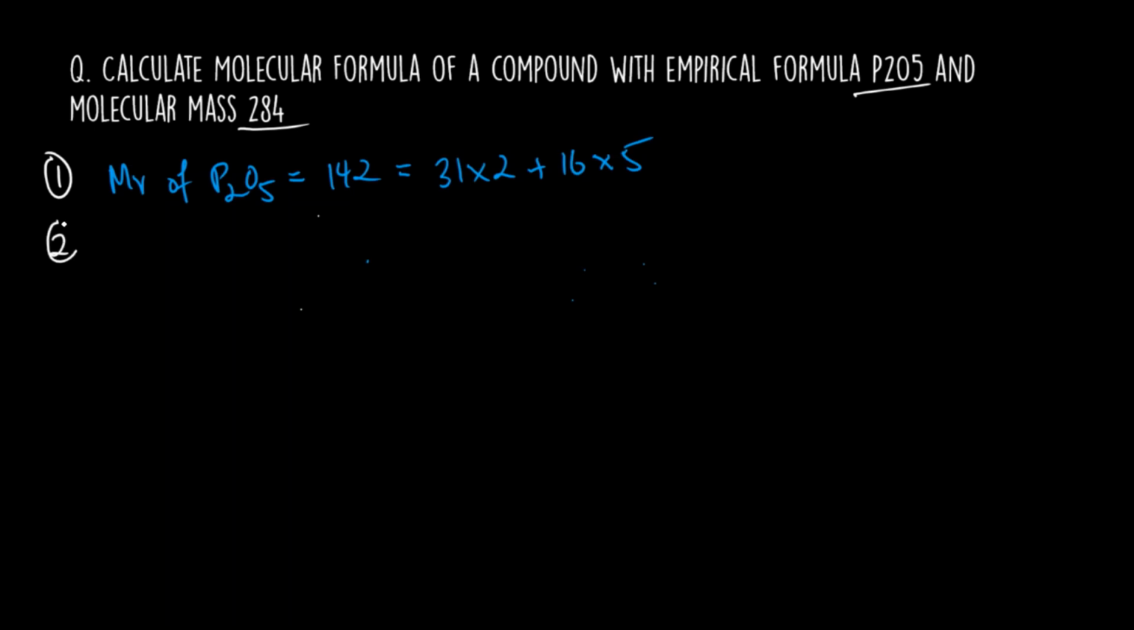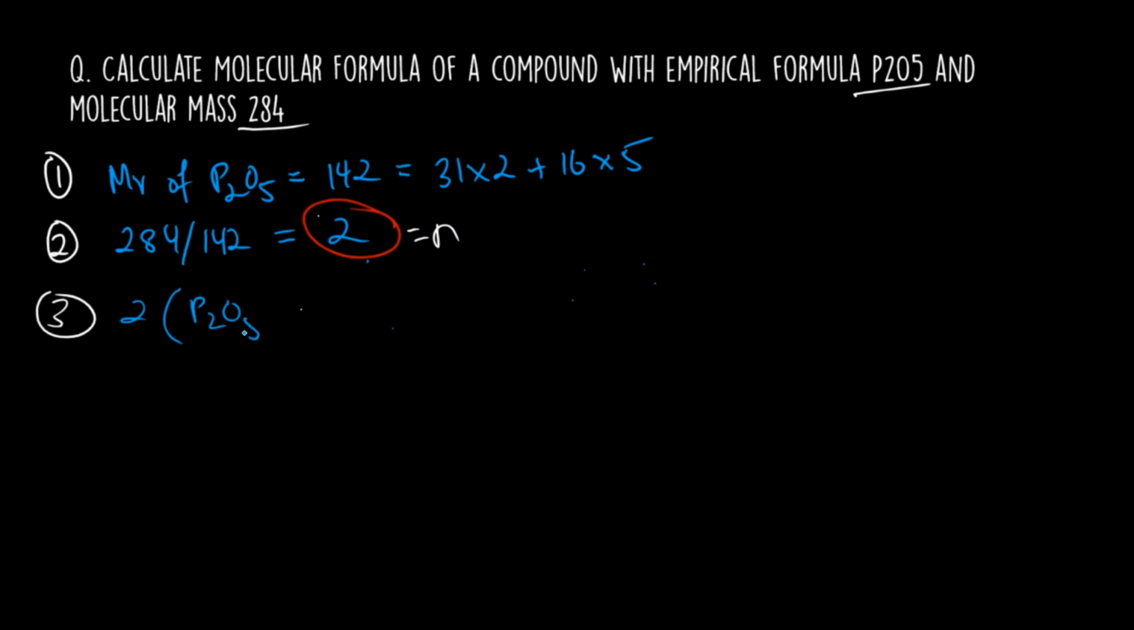The second step is dividing the MR of the actual compound by the MR of the empirical formula. So this would be 284 divided by 142. That makes it 2. As you can see, I got a whole number. It needs to be an integer, remember that. And now that I have my n, I can simply multiply it by the empirical formula. So 2 into P2O5, and that gives me P4O10, and there you go. That is your molecular formula.